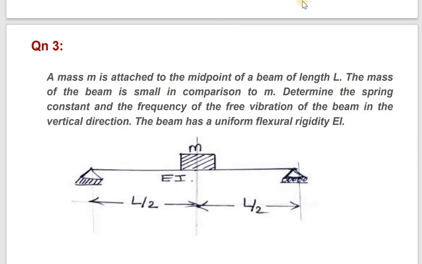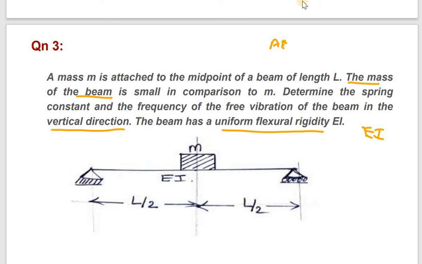Now one more problem. Here a mass M is attached to the midpoint of a beam. The mass of the beam is small compared to the mass M. Determine the spring constant and the frequency of free vibration of the beam in the vertical direction. The beam is of uniform flexural rigidity, EI. Uniform flexural rigidity means flexural rigidity is represented by EI. Another term is axial rigidity, that is AE.